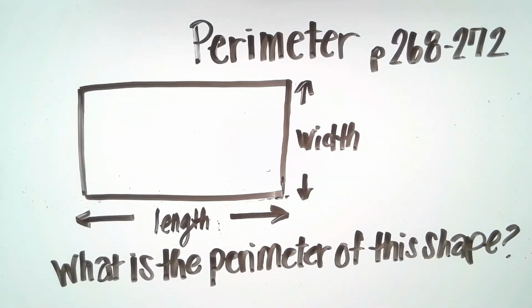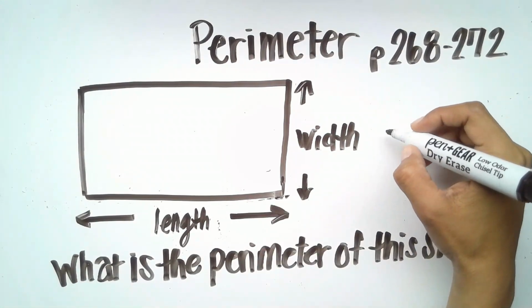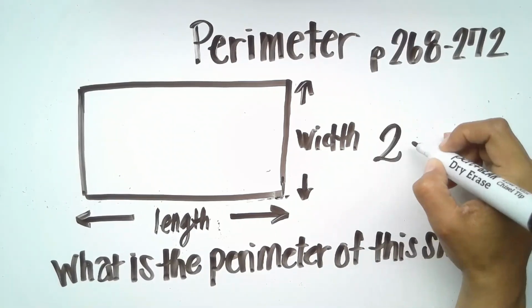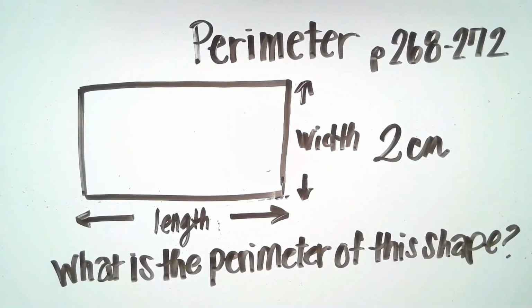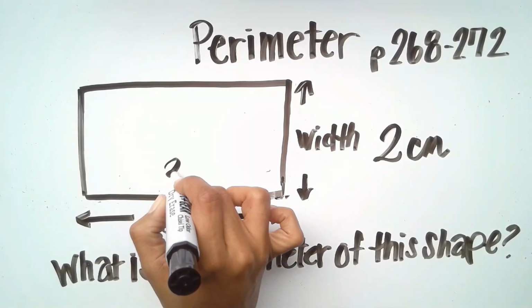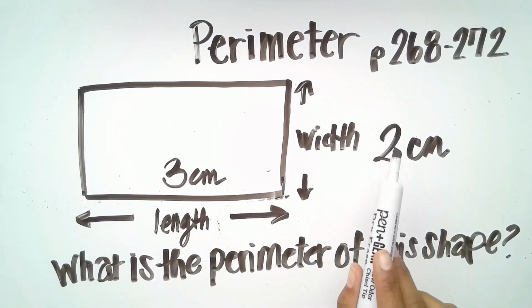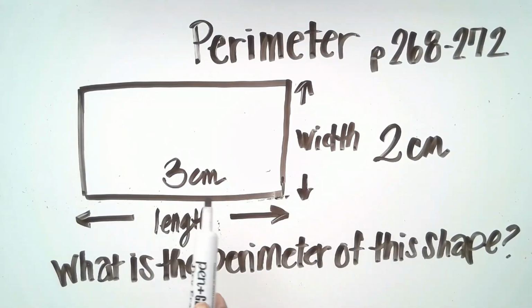So in your book, on example 1 on page 268, you guys will see that it gives you the width for one side and the length for one side. So I'm going to go ahead and mark those in on my paper. And they gave us the width as 2 centimeters. That's our unit there. And then they gave us our length as 3 centimeters. So I've got my width over here, 2 centimeters, and my length over here, 3 centimeters.